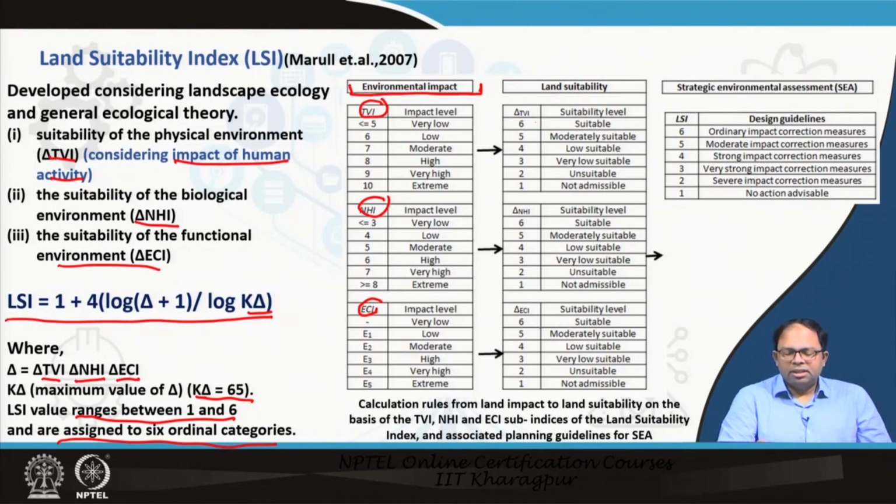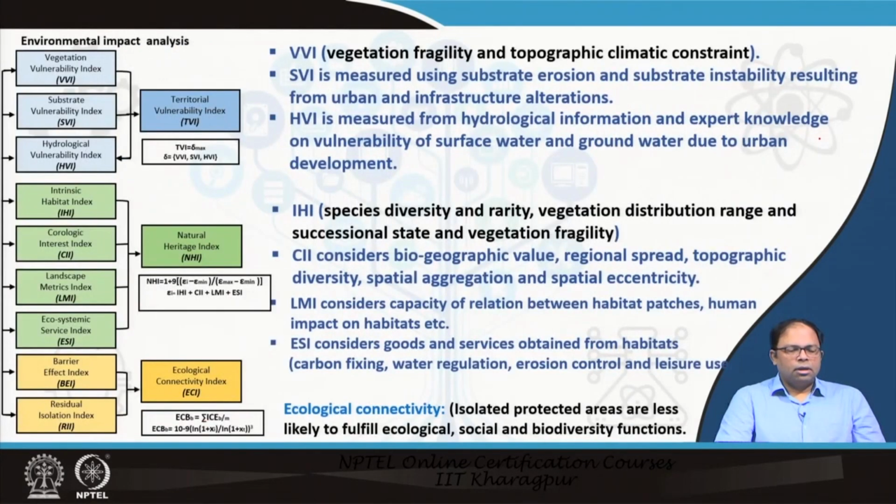And then we have this final one, which is also evaluated in the same way. And once these 3 are done, then we combine them using this LSI to arrive at a score which ranges from 1 to 6, where 1 is no action required, and 2 is severe impact correction measures, then 3 is very strong impact correction measures, and so on, and then 6 is ordinary impact correction measures. That means there we have to really make some changes. So this is the structure of that particular index.